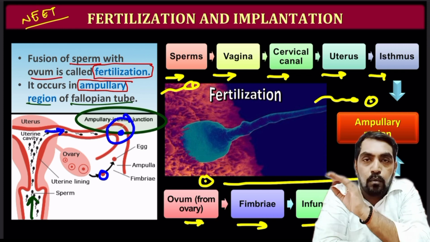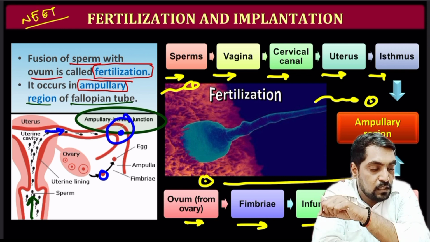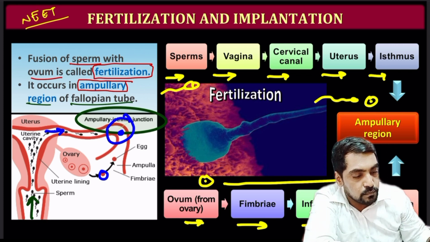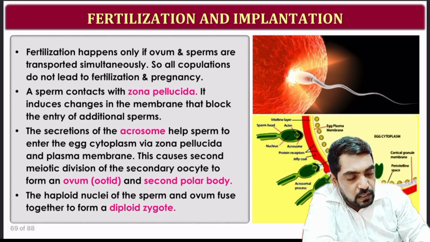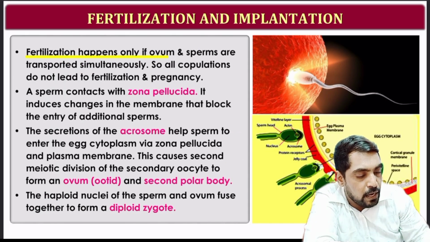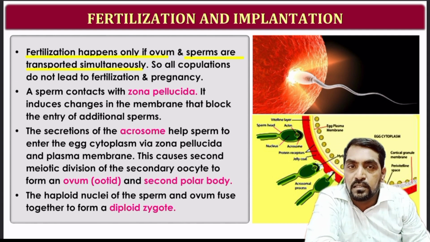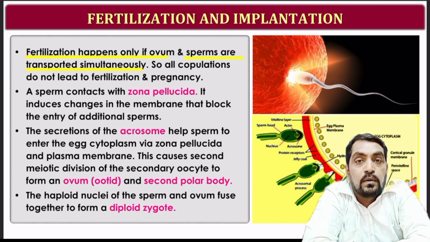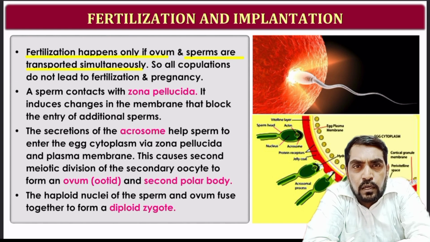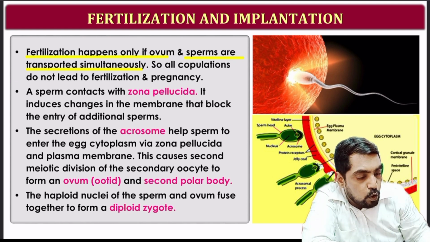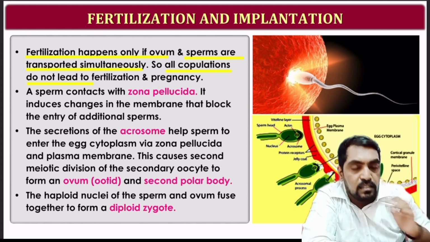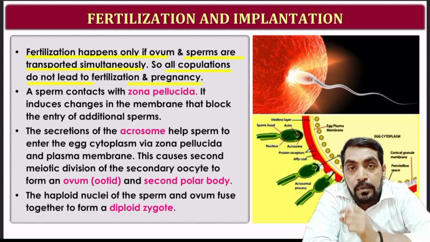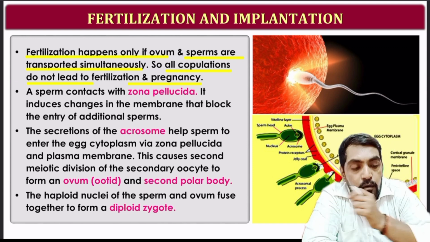Remember students, whether it is the sperm or the egg, they have to meet at the ampullary junction, which is the most important point, the site of fertilization. Fertilization happens only if the ovum and sperm are transported simultaneously, because sperm has a lifespan of only 72 hours in the reproductive system of the female. It can fertilize the egg in the first 24 to 48 hours. So not all copulation leads to fertilization and pregnancy. The reason is very simple: the sperm and the ovum don't meet at the right time when they are ready for fertilization.